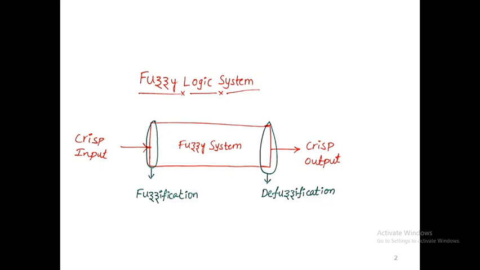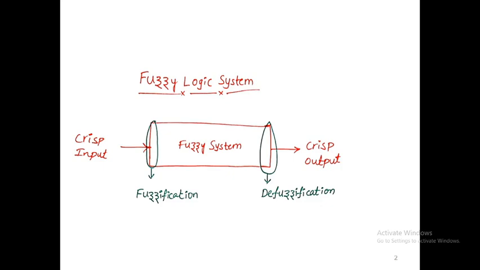Let us assume that the input is a crisp input, because we will give crisp values, very clear values, and those values will be fed to the fuzzy system or fuzzy logic system, and the output also we will take as a crisp output. So both input and output are crisp. It means clear inputs, clear in definition. But in between we are sending those crisp values through that fuzzy logic system.